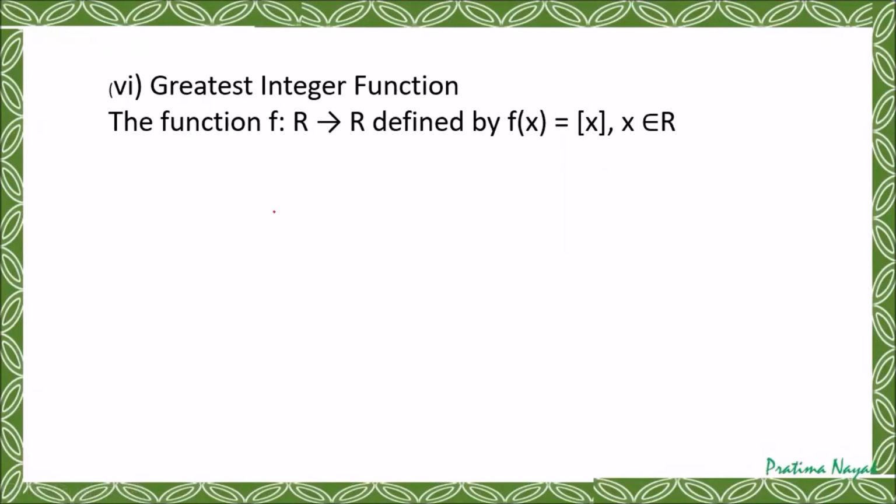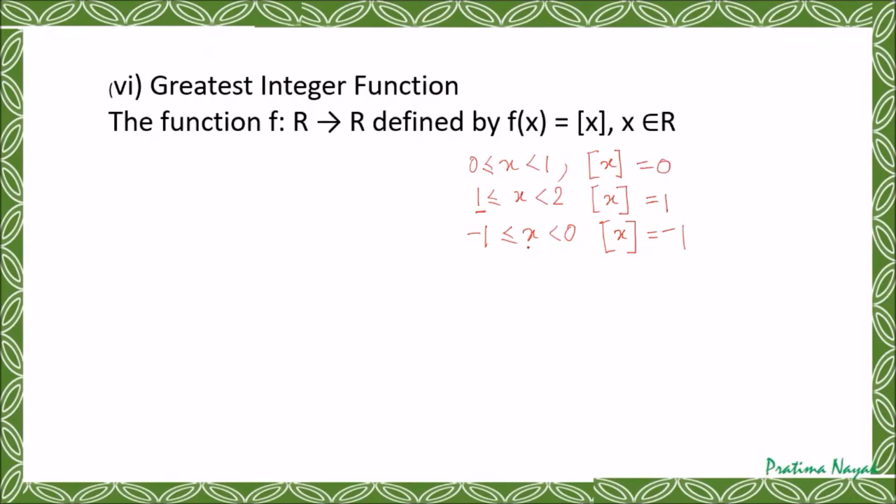To find the domain and range of this function, let us know what it is. If x is in between 0 up to 1, the greatest integer function value is 0. Similarly, if it is from 1 up to 2, even 1.999, this gives you 1. That means we take the lowest integer. Similarly, on the negative side, from minus 1 up to 0, the value will be minus 1.